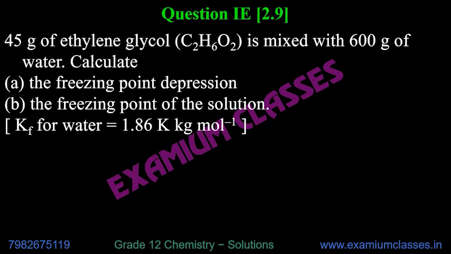Next question. 45 gram of ethylene glycol is mixed with 600 gram of water. Calculate the freezing point depression, the freezing point of the solution. Solve it and tell me the answer in your notebook. Solve it.